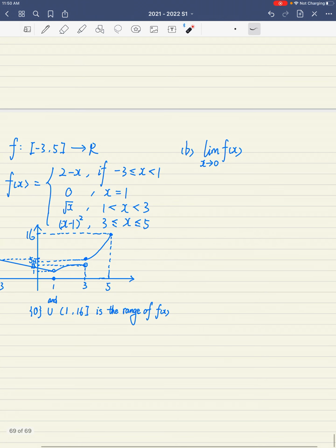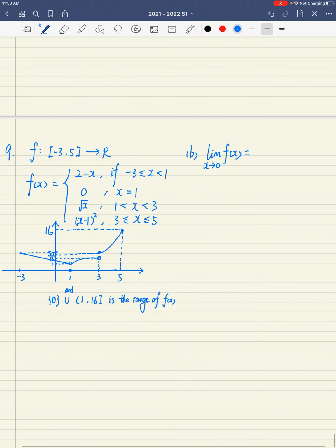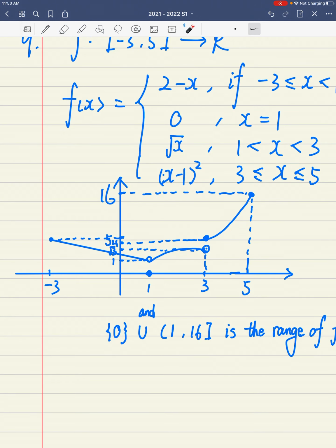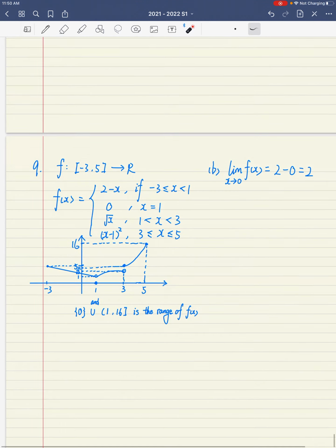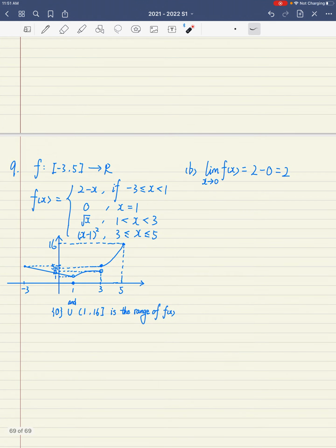So what is the function when x is near 0? The function when x is near 0 is just 2 minus x, so it's just 2 minus 0, which is 2. You can easily read it from the graph. When x is at 0, along the function, the value of the function is approaching this point. So you can do a simple substitution.